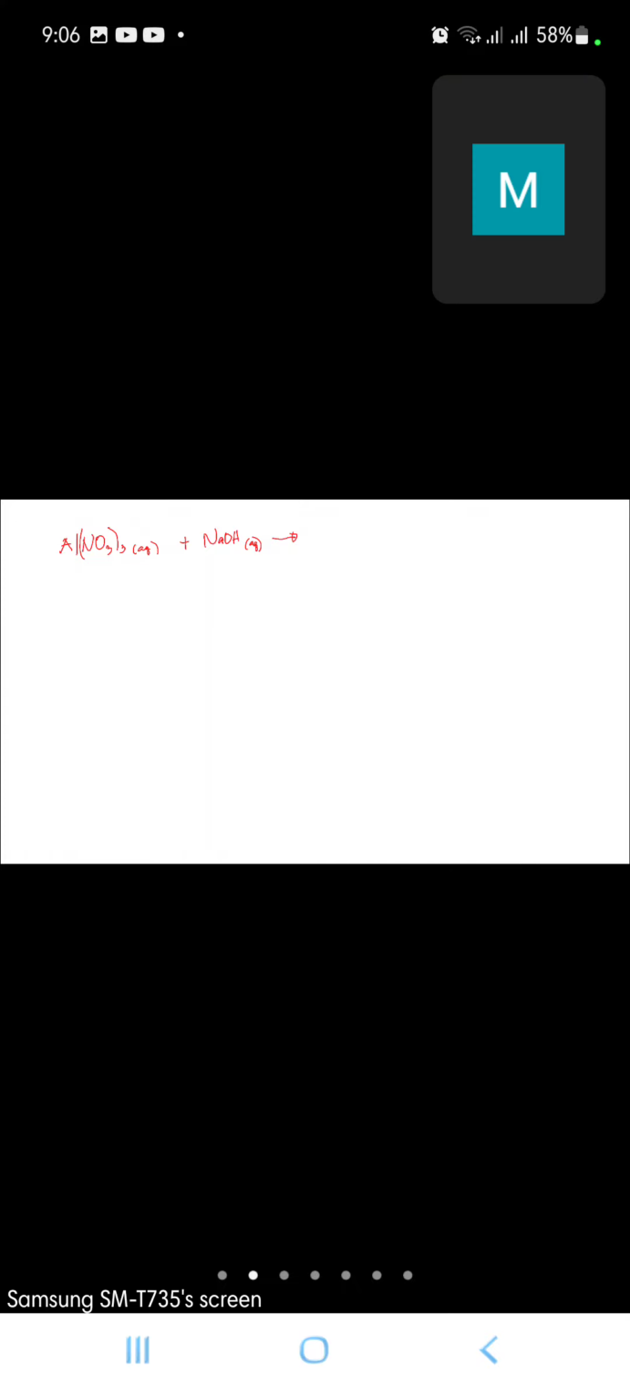So we have aluminum nitrate, Al(NO3)3. This is a solution, which means that we're going to write aq. Aqueous. Plus NaOH, also a solution, so we are going to write aq. So what do you think are our products? Sodium nitrate and aluminum hydroxide. Okay, we have the sodium nitrate.